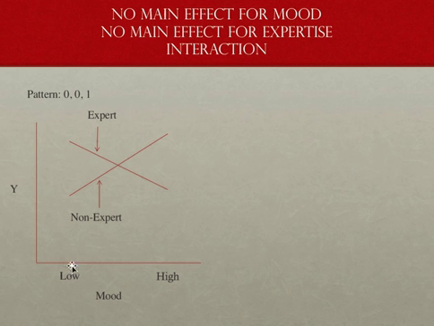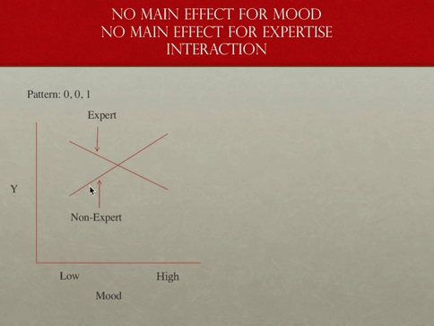Why? Because in the low mood condition, experts score statistically higher than non-experts, and in the high mood condition, it's reversed. The non-experts score higher than the experts. Therefore, which pattern is the one that's operative depends on the level of the other factor. Therefore, there is an interaction between the two factors. You get it? It depends. Depending on the level of mood determines whether experts score higher or non-experts score higher. That's the definition of an interaction effect.